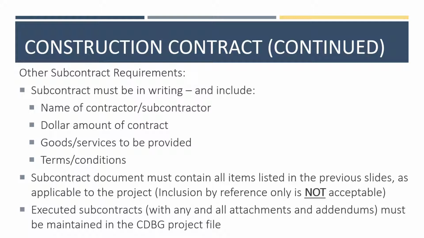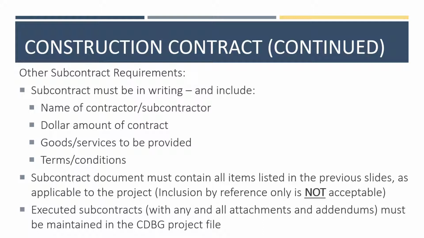All subcontracts must contain all items listed on the previous slides. Attachments may be omitted if they are not applicable to the project, such as if the subcontract is less than $10,000. However, we still recommend adding these equal opportunity provisions as previously stated. Inclusion by reference is not acceptable. The required attachments must physically be included in the contract.